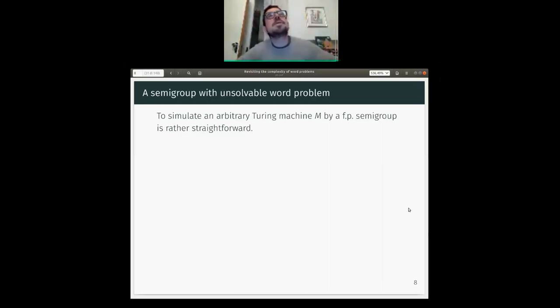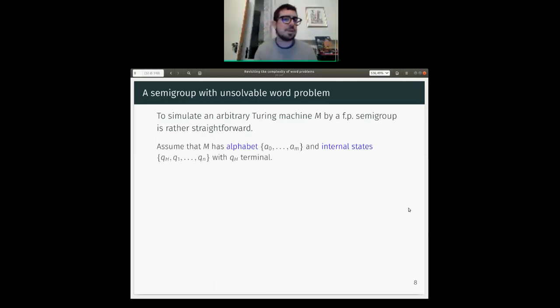Basically, the problem that we have here is that we'd like to build a semigroup with unsolvable word problem. To do that, the idea is to see how to build a semigroup in such a way that we emulate an arbitrary Turing machine. That's an obvious strategy, because if you're able to do that, then it's enough to take a Turing machine for which the halting problem is unsolvable, for instance a universal Turing machine, and then you use your encoding into the word problem of a semigroup to obtain a semigroup with undecidable word problem. Okay, so how to do that?